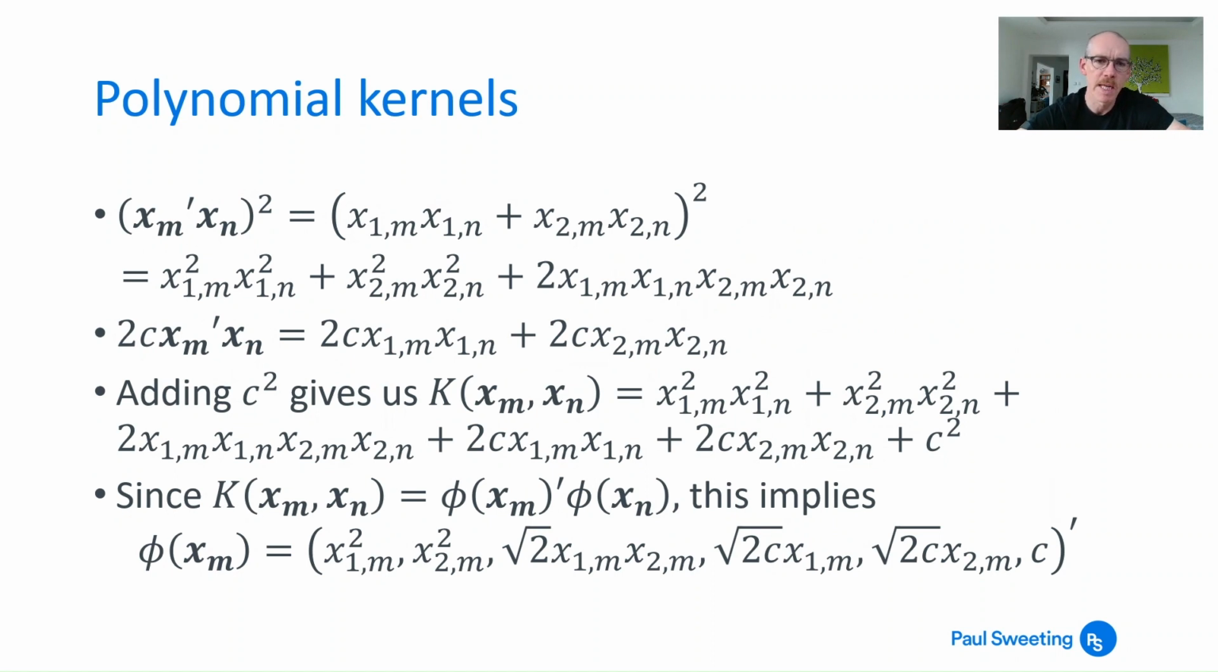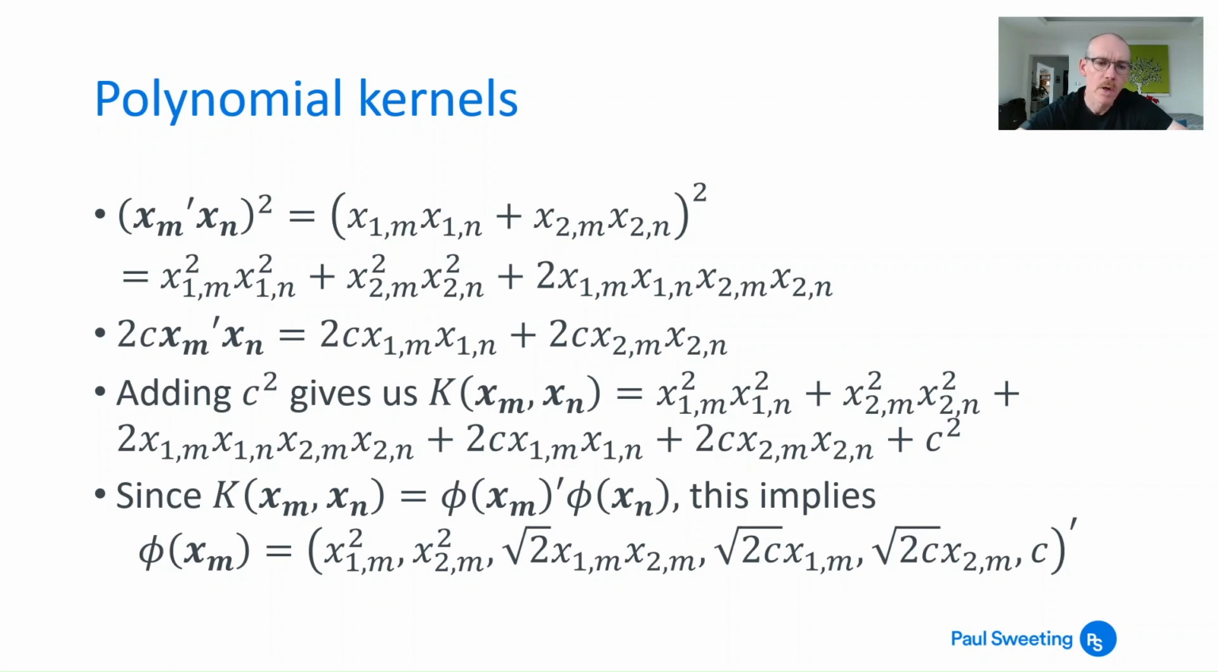So (xm transpose xn) all squared is (x1m x1n plus x2m x2n) all squared, which gives us something which we've seen before: (x1m x1n) squared plus (x2m x2n) squared plus 2 x1m x1n x2m x2n. Then the next piece we're looking at is 2c xm transpose xn, which is 2c x1m x1n plus 2c x2m x2n. And then if we stick in the c squared again, it gives us this much longer expression for the kernel function k(xm, xn).